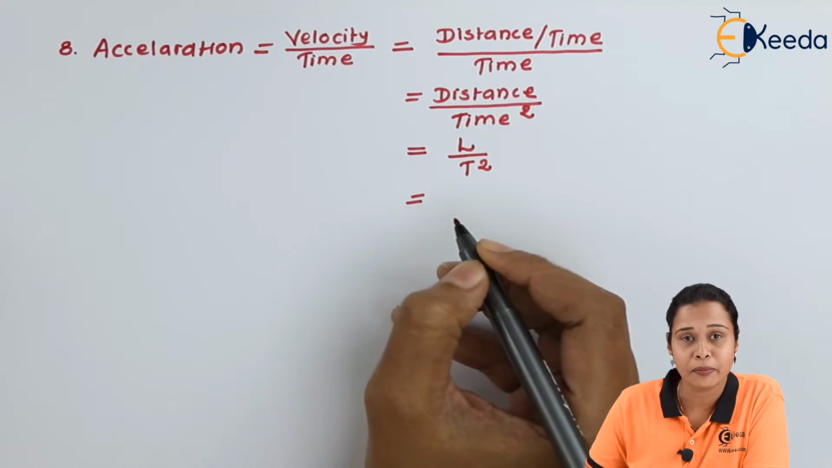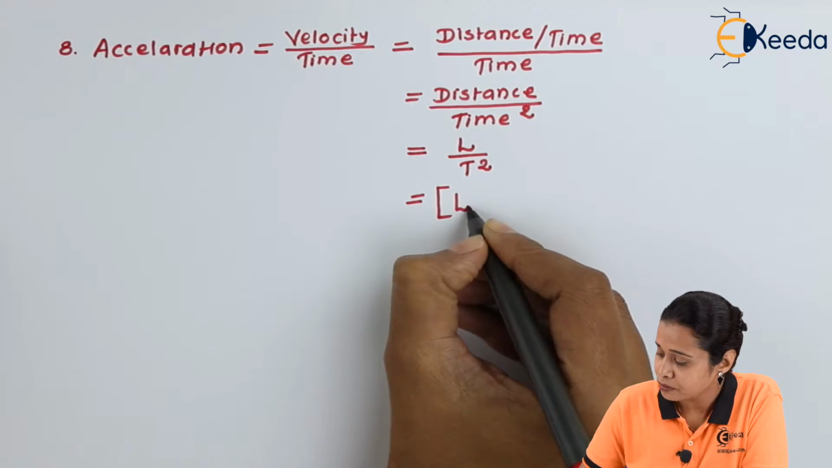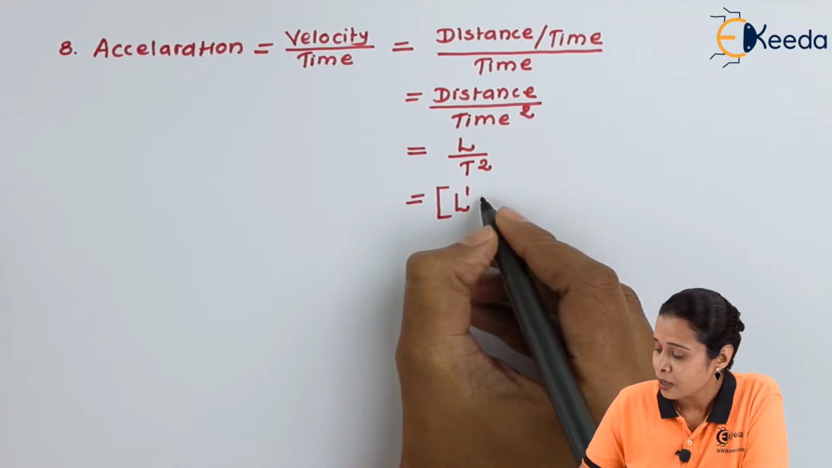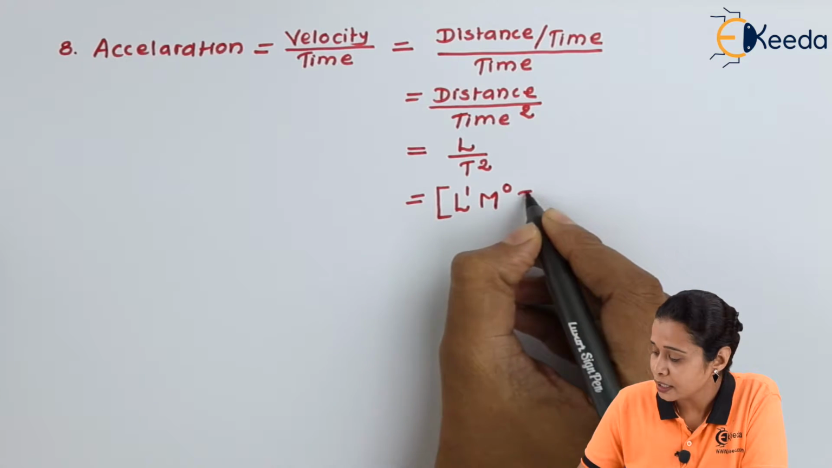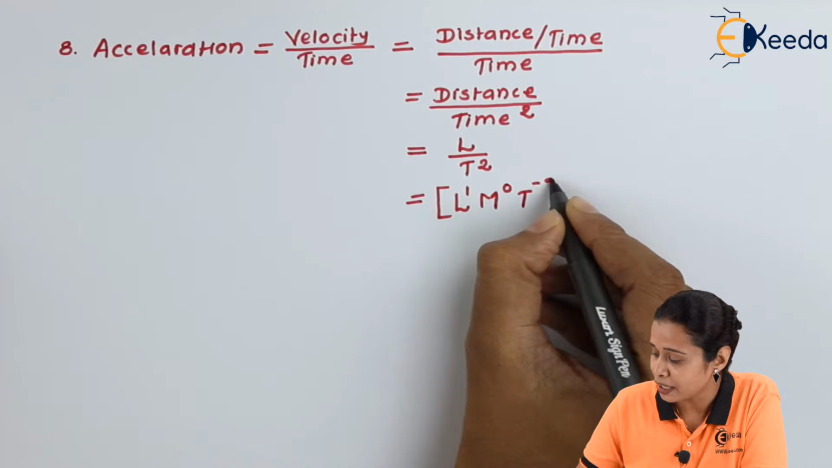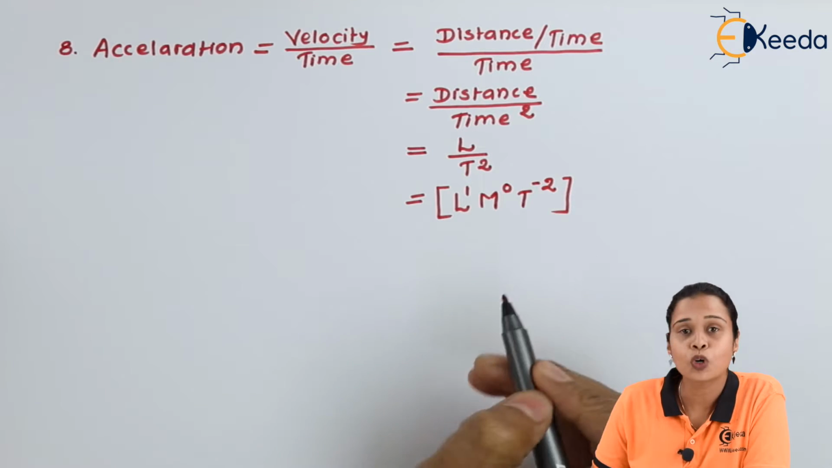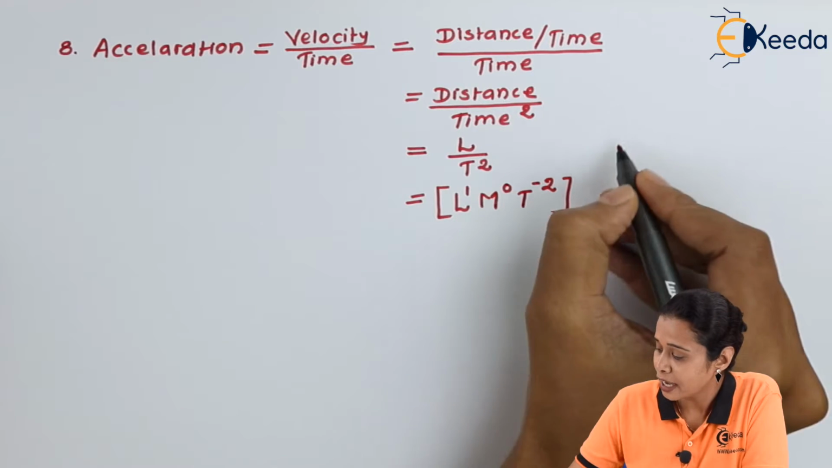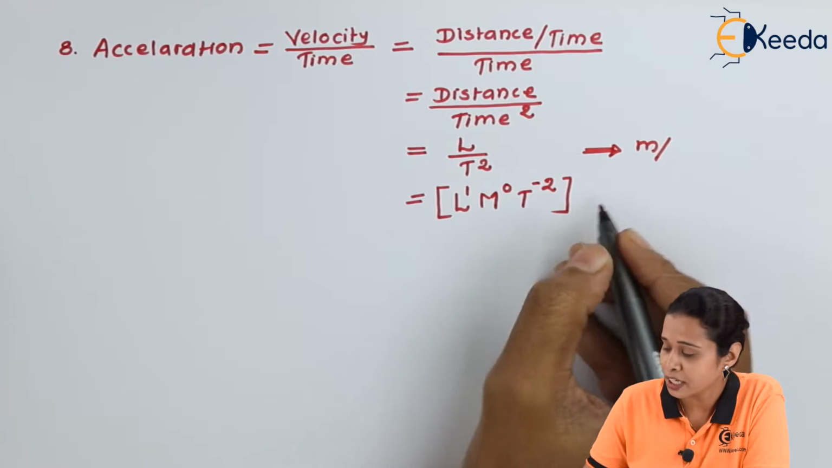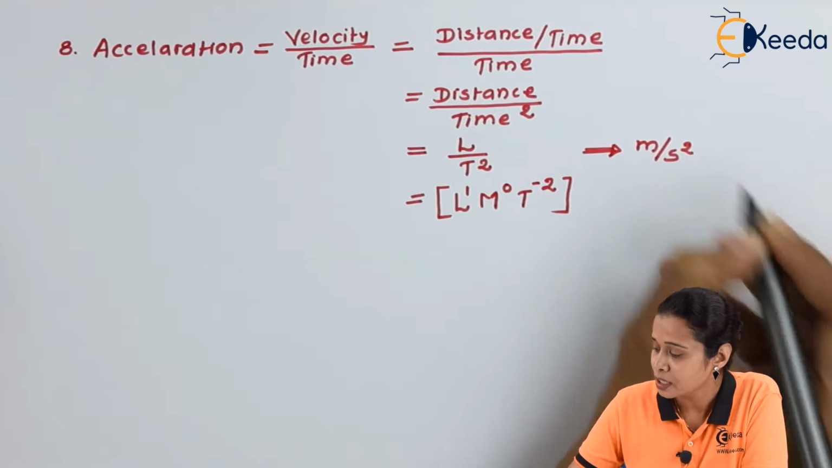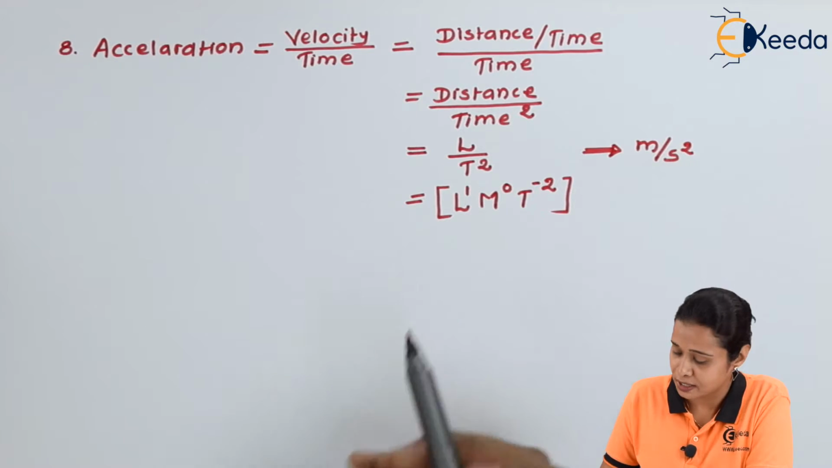If you want to write down dimensions, we will write in this way. Firstly we will take a square bracket, then L1, the power of L will be 1. Mass factor is absent here, so we'll write down m0, and t is in the denominator, so we'll write down -2. This is the dimension of acceleration. For the unit, length is expressed in meters and time in seconds, and here time square, so we'll write down second square. This is the unit of acceleration, and this one is the dimension of acceleration.